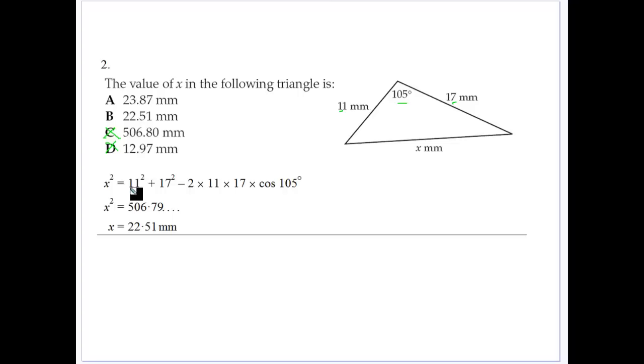So we've got x squared. Applying the formula, 11 squared plus 17 squared, minus 2 times 11 times 17 times cosine of 105. And we, again, put that straight into the calculator. Gives us the 506. So that's where you got your little tricky answer in there. But x squared is equal to that. We've still got to take the square root of both sides to give us 22.51. So there's our answer.